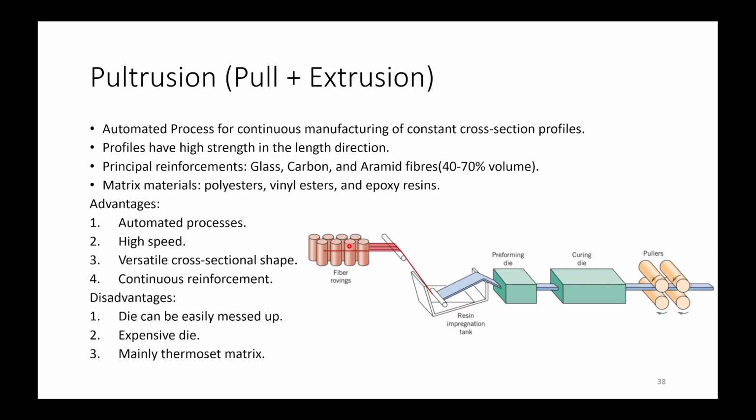So now these fibers will be dipped in here. So resin impregnation: the resin will impregnate. Now this is the pre-forming die, so it will be pre-formed into this form. Then the curing die. Here it will be heated to make our composite, and the pullers will be giving us the product.